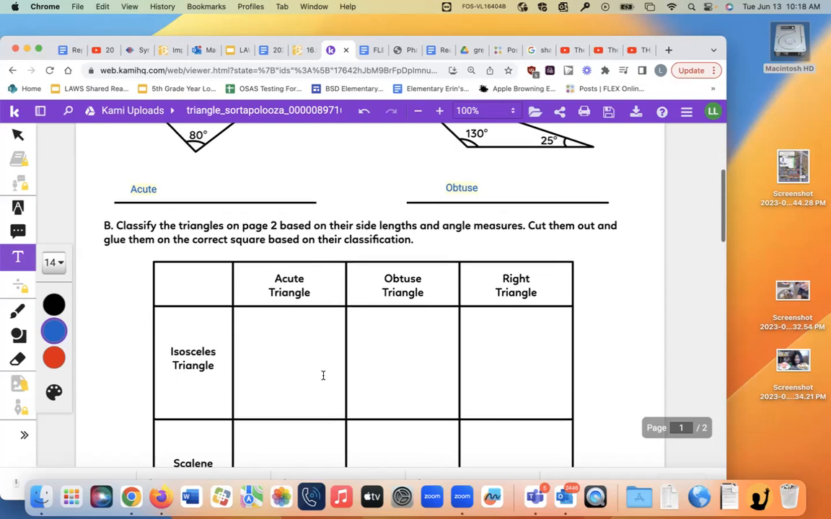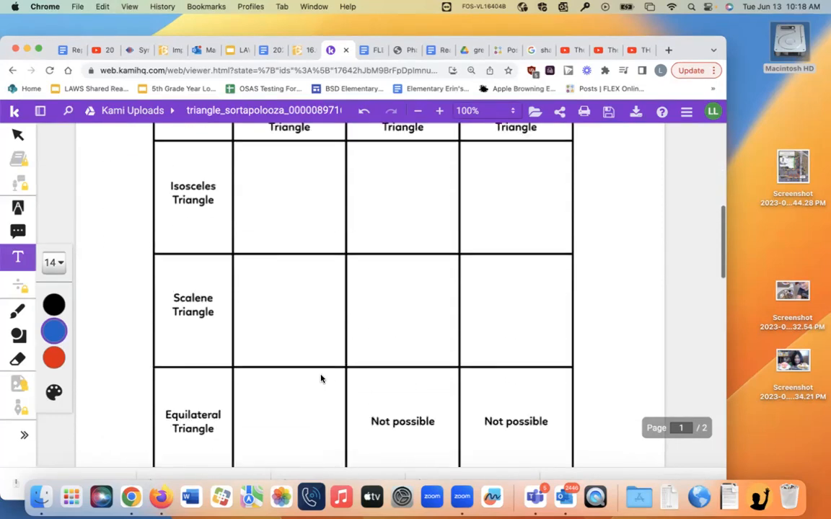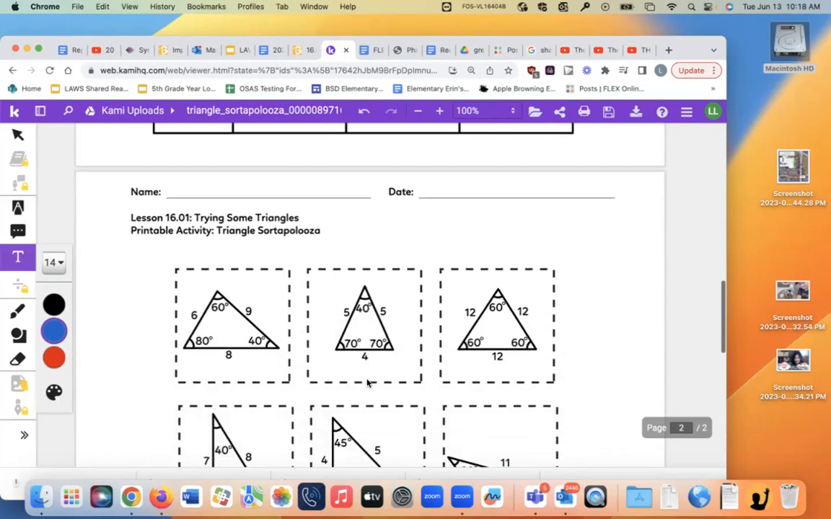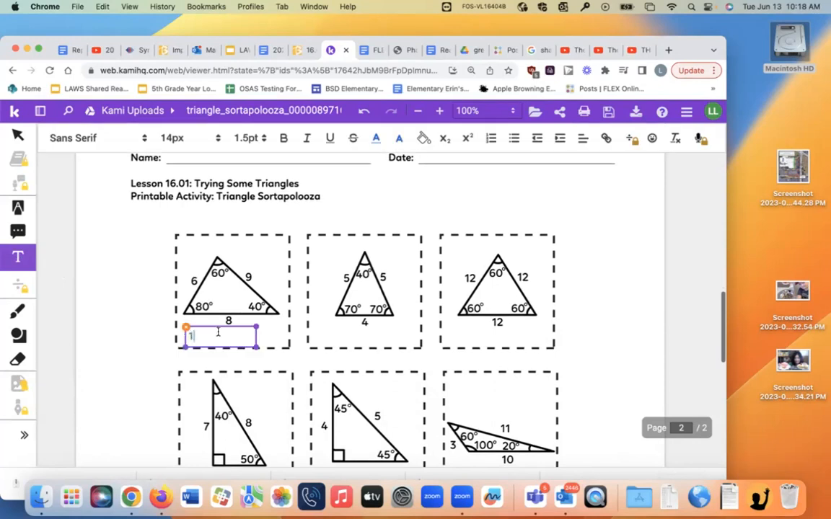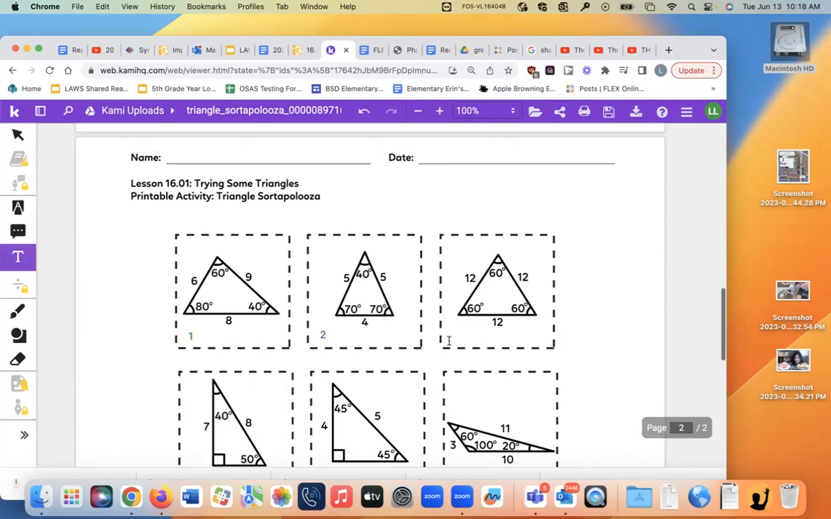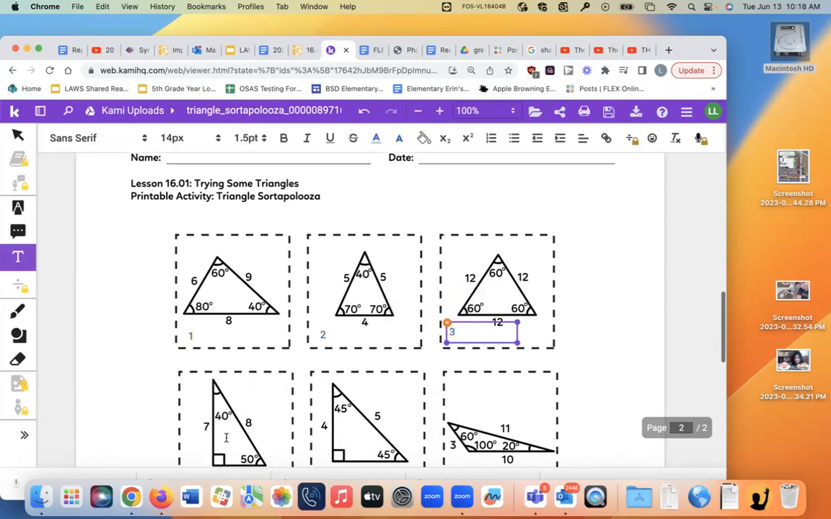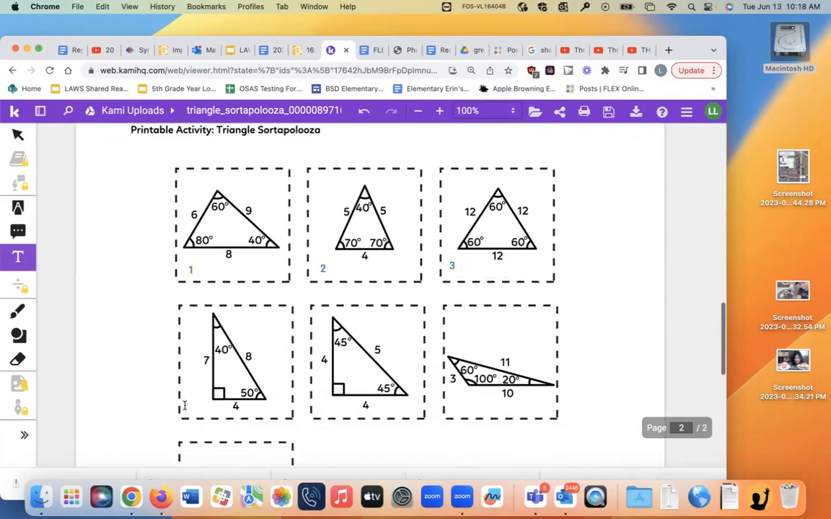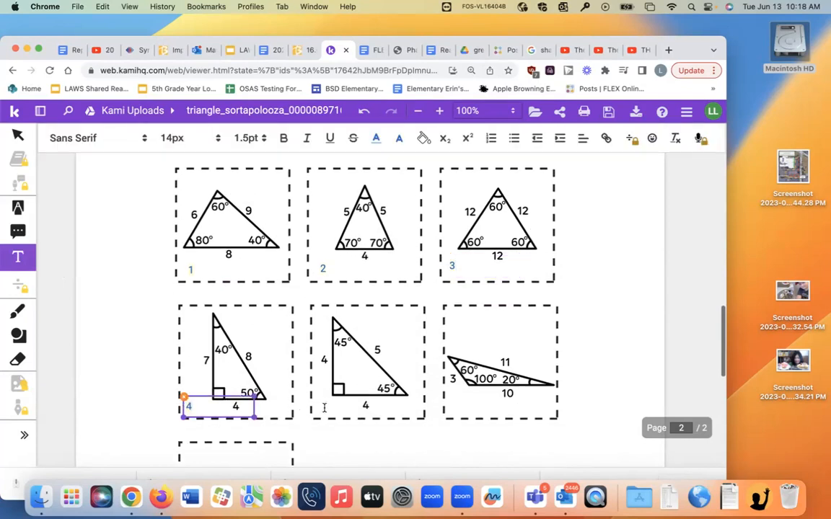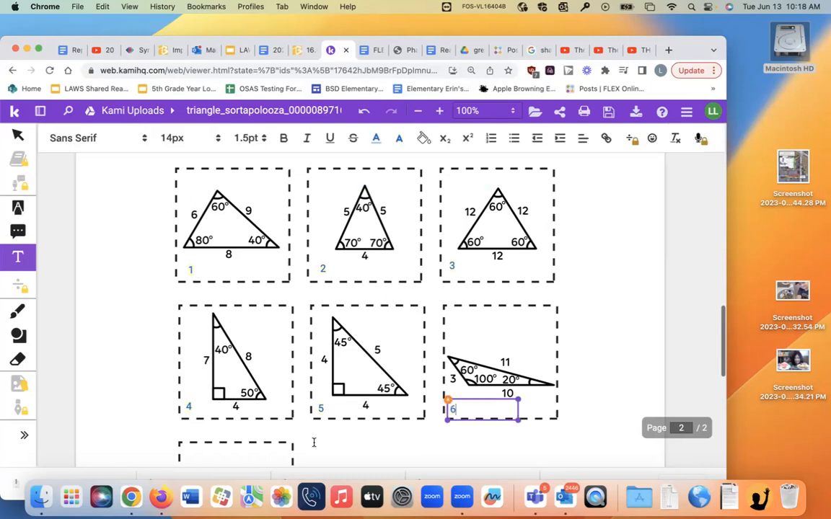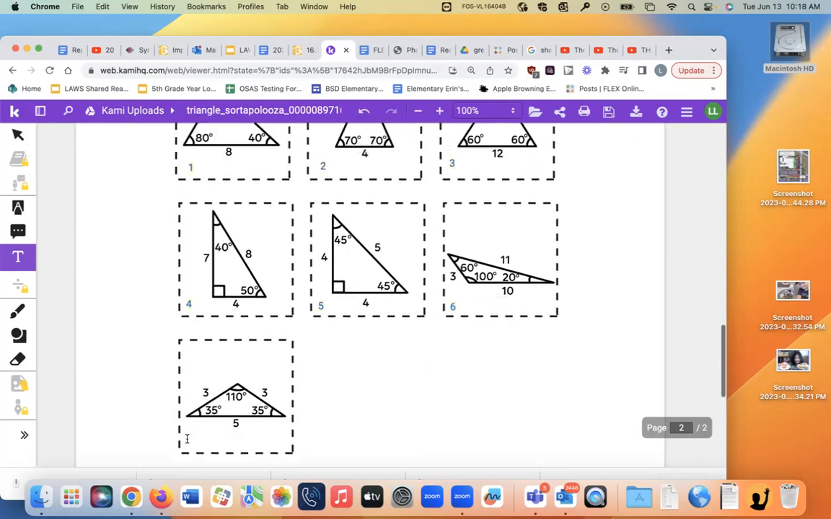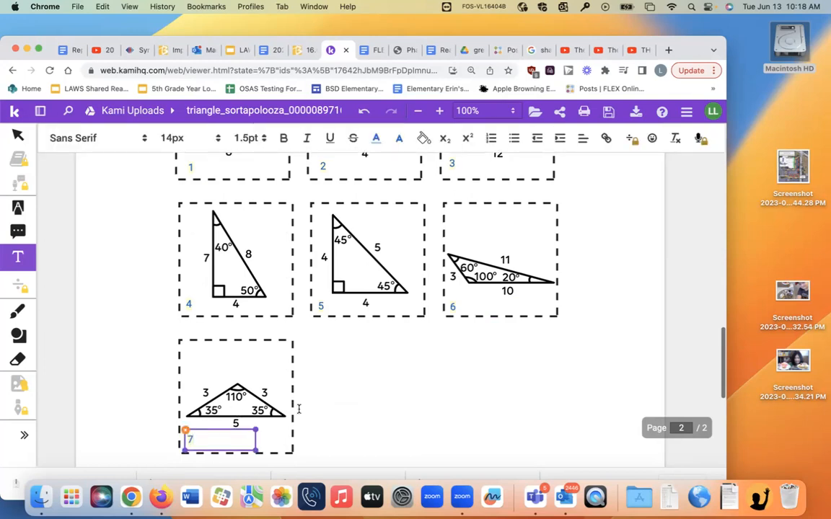Classify the triangles on page 2 based on their side lengths and angle measurements. Cut them out and paste them here. If you don't want to do that, what I would recommend is put a number on each one of these. This will be number 1. This will be number 2. This will be number 3. So that you can do this online. But make sure you've numbered them all. This will be number 4. This will be number 5. I guess you don't have to turn this one in, but just do it for yourself if you don't want to. 6 and 7. Okay, one of these goes in each of the boxes up above.